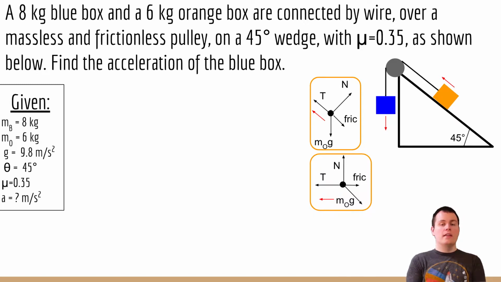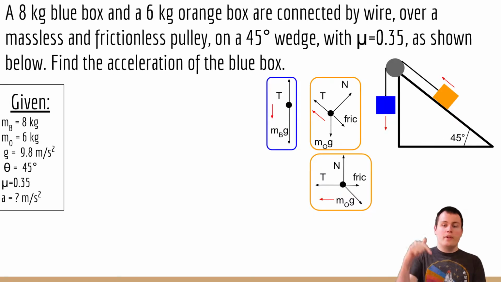Next, I looked at the blue block, and this one's pretty simple. We only have 2 forces: the force of gravity going down, and the tension going up. For both the blue block and the orange block, I wrote a little red arrow in there. That red arrow represents the direction that I assume is the positive direction and the direction that those blocks are moving in.